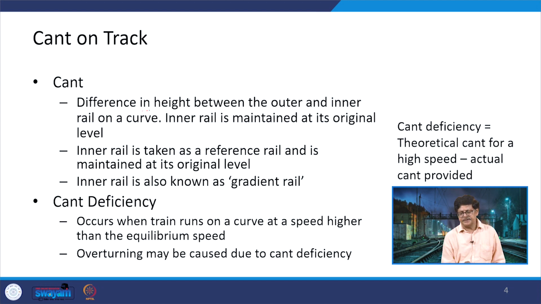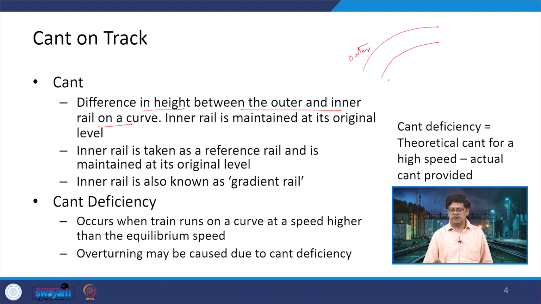Cant is the difference in height between the outer and the inner rail on the curve. We discussed this in the previous lecture also. A curve is being provided. This is a curved track, this is the outer rail and this one is the inner rail. There is a centrifugal force acting outwards, and to counter that centrifugal force, we provide a level difference between the outer rail and the inner rail. This height is the Cant we are talking about, and it can be denoted as C or as E.